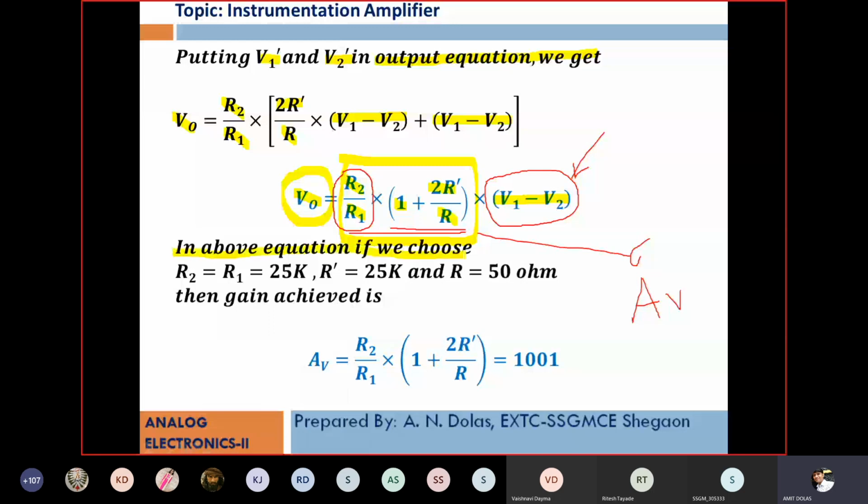In the above equation, if we choose very small values of resistances, R2 by R1 I have used 25K, that means I made it 1. This R2 by R1 is 1. Then R dash I choose 25K and R is very small, say 50 ohm. Putting these values into the gain equation AV, we can achieve gain up to 1001 with this small value of resistances. We don't need to take mega ohms, we are taking kilo ohms, still we got very good gain. Second, the input impedance is also very good due to the buffer stages A1 and A2.